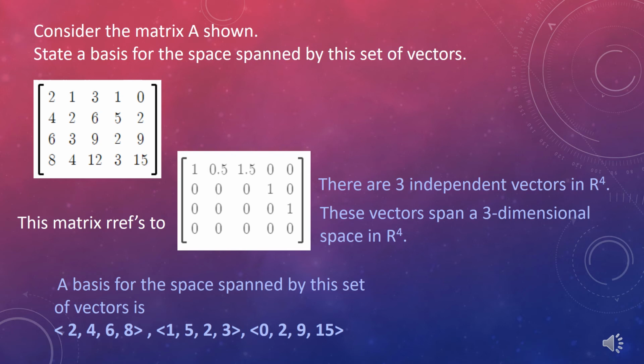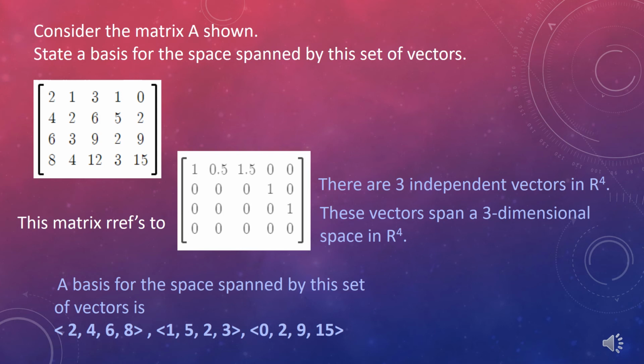A basis for the space they span are the vectors that are in the positions of the pivot columns. So the first column, the 4th column, and the 5th column. So (2, 4, 6, 8), (1, 5, 2, 3), (0, 2, 9, 15) form a basis for the space spanned in R4. Now, when I state the basis in this case, I can't just state (1, 0, 0, 0), (0, 1, 0, 0), (0, 0, 1, 0).